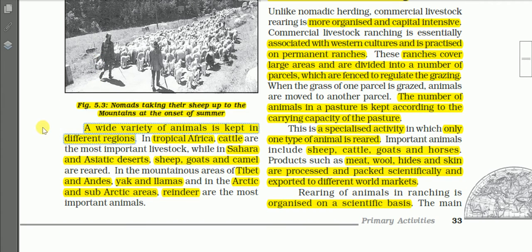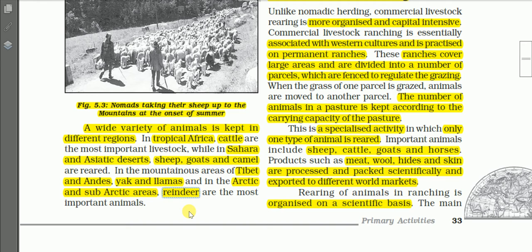A wide variety of animals is kept in different regions. Another important feature is that in nomadic herding, different kinds of animals are kept in different regions of the world. For example, in tropical Africa, cattle are the most important livestock. In the Sahara and Asiatic deserts, sheep, goats, and camels are reared. In the mountainous areas of Tibet and the Andes mountain ranges in South America, yak and llamas are reared, and in the Arctic and subarctic areas, reindeer are the most important animals. So a wide variety of animals are reared in different regions.